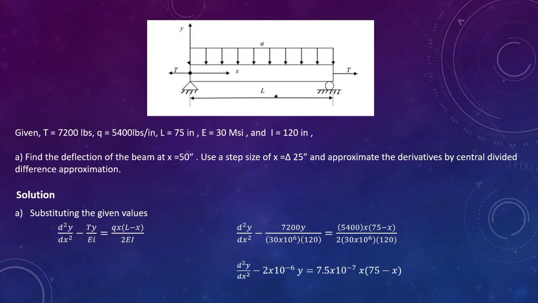So, after substituting, we get the answer d squared y over dx squared minus 2 times 10 raised to the power of negative 6 y equals 7.5 times 10 raised to the power of negative 7 times x times 75 minus x. So, you input it in the calculator and the answer comes out.